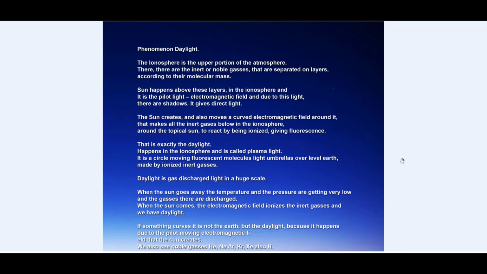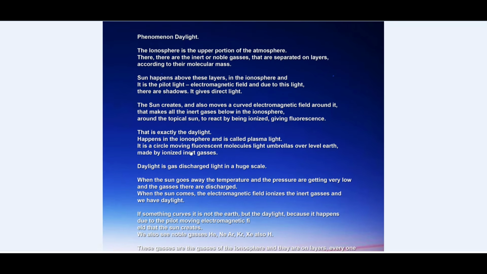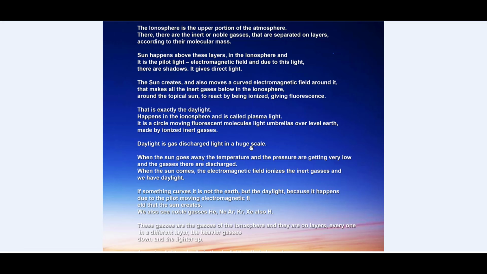It is a circle moving fluorescent molecules, light umbrellas over level Earth, made by ionized inert gases. I mean, you can read that, but it's pretty much the result of the noble gases being ionized. And that's how you have daylight. Daylight is gas discharged light on a huge scale.